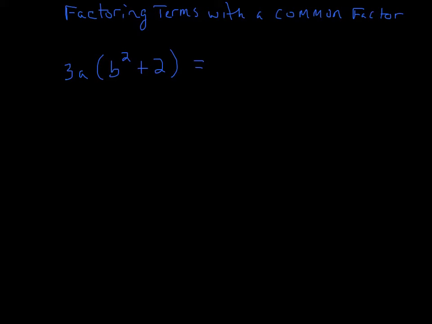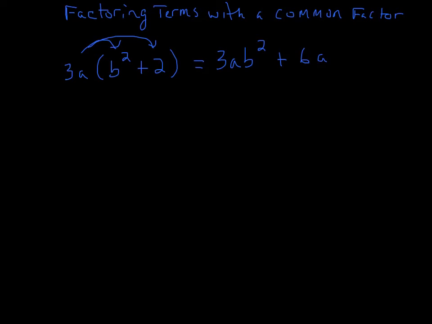Alright, so when we do the distributive property, you take the part that's on the outside of the parentheses and you multiply it by both parts that are inside, or both terms inside, right? So you get 3a times b squared, so you get 3ab squared, and then 3a times 2, so that'll be plus 6a.